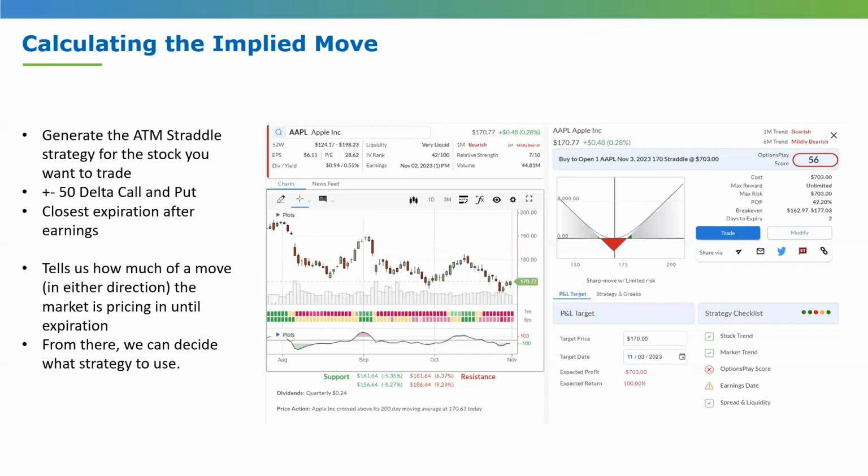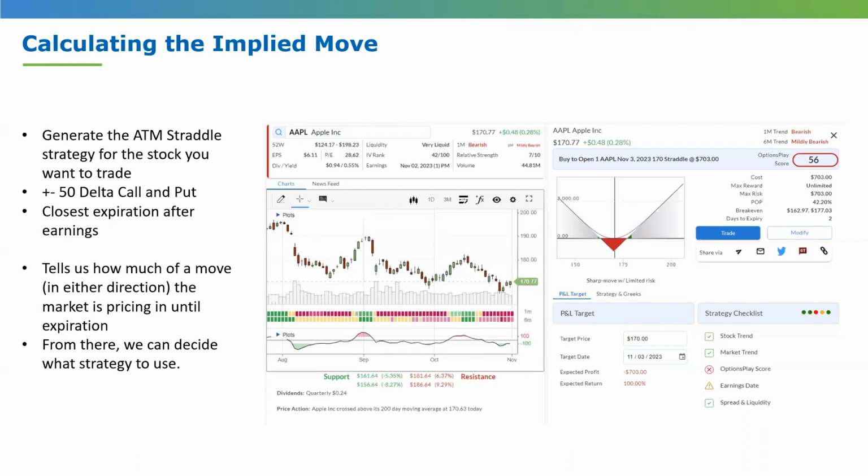Now, after you've done all of that, calculating the implied move is the next step. And it's a very important step. The implied move tells us what the markets think the stock, or how much the markets think the stock will move over a certain time period. So to calculate the implied move, we can use options to do that. And I'm sure some of you have heard of this option strategy called a straddle.